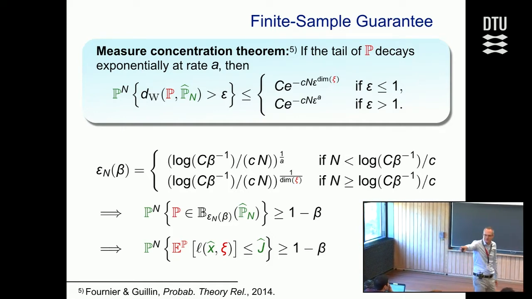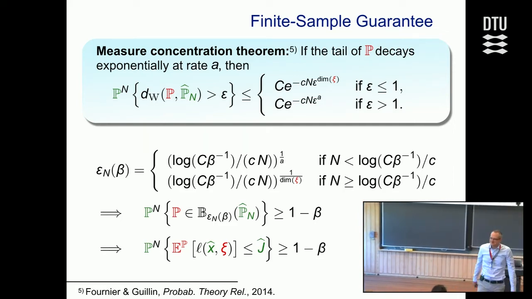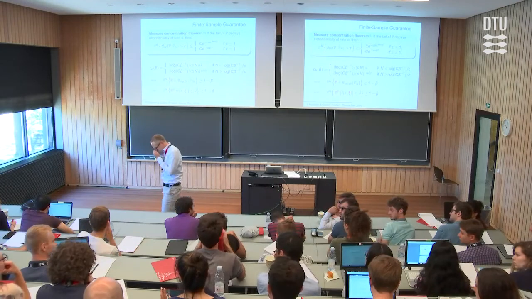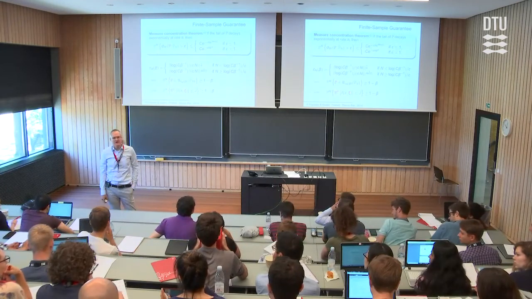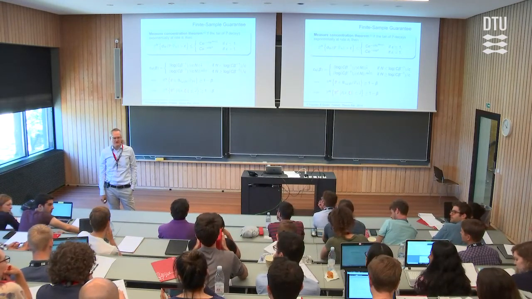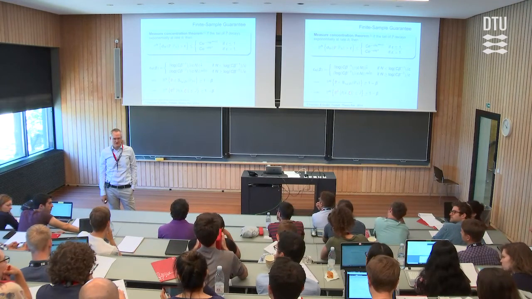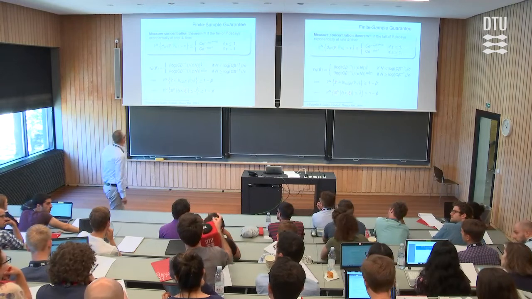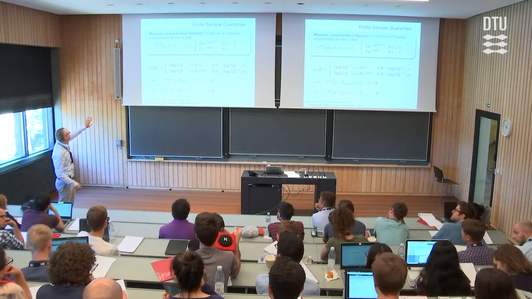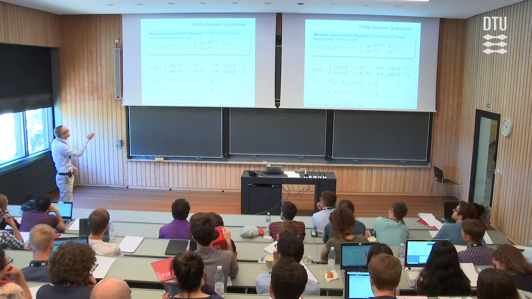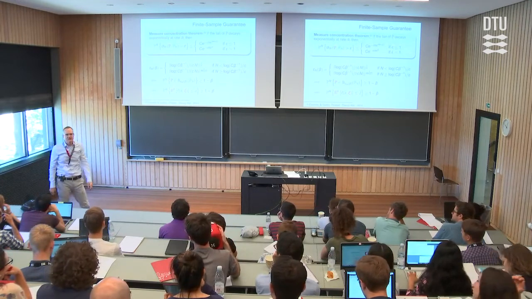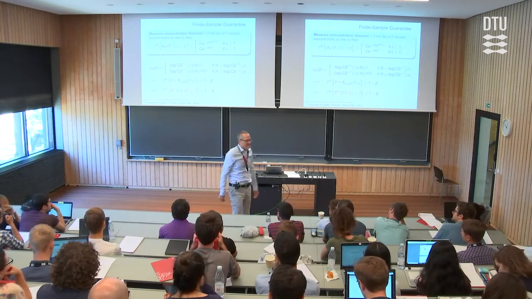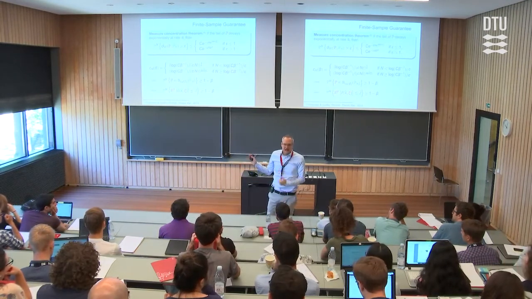Question. I'm wondering about the tail of the empirical, the tail of P, right? We made the assumption that the tail of P decays exponentially. So this result needs that the tail of the distribution P decays exponentially at some rate A. Okay, that's a technical condition. You cannot avoid that condition.